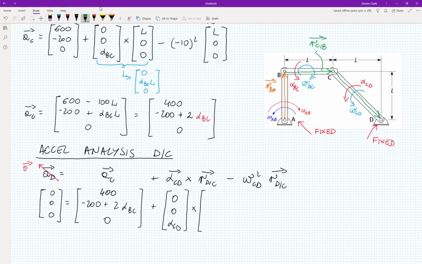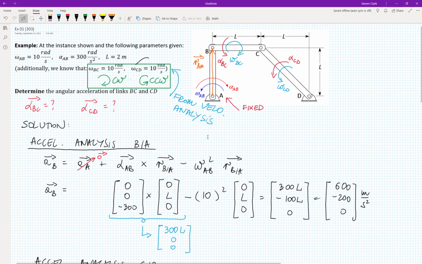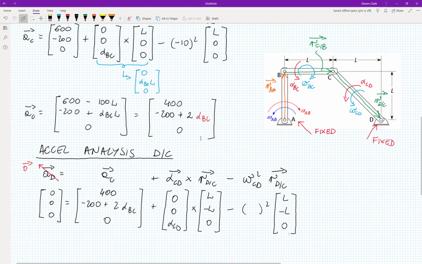Okay. So this green vector is r_DC. And based on the picture, its components are L minus L, 0, minus something squared, L minus L, 0. So omega_CD was 10, but I forgot if it's clockwise or counterclockwise. Let me scroll up the board. Omega_CD is counterclockwise. So it will be plus 10. But again, it doesn't matter because it's squared anyway.